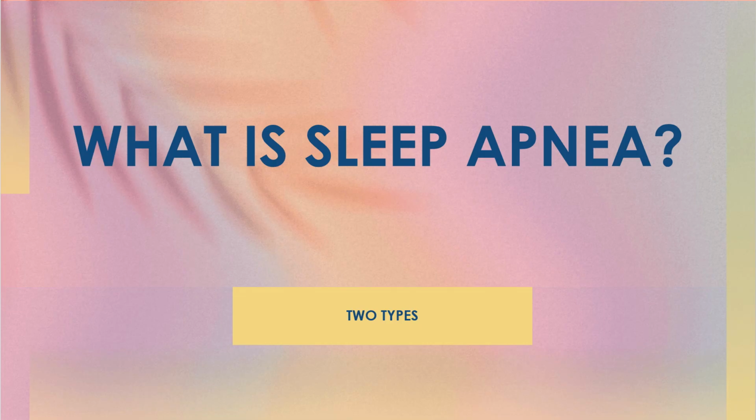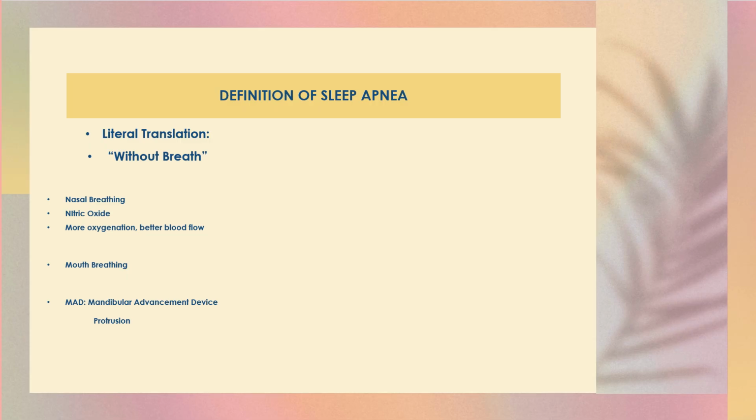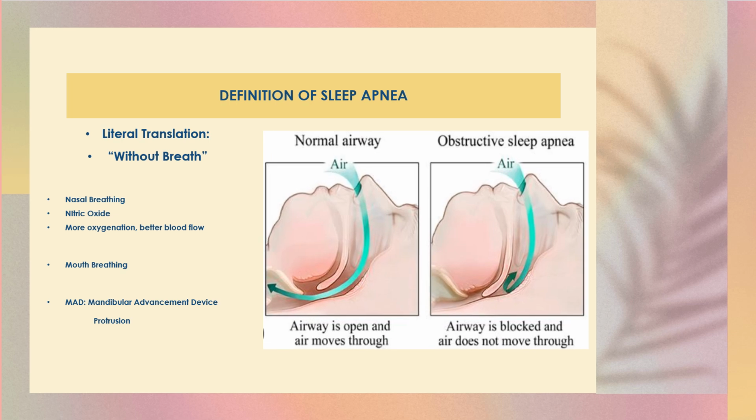So what exactly is sleep apnea? Well, we're going to talk about that, and we're going to talk about the two types. The definition of sleep apnea literally means without breath. The word apnea means without breath. We are not breathing. So we are going to talk about the airway. On the left side of the diagram, we see a normal airway. So we're looking back down into the throat area. So this is our mouth and jaw. Our tongue is attached and blocks the airway. You can see over here where the obstruction is.